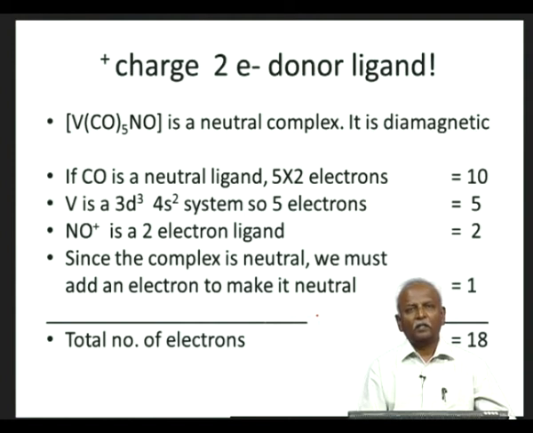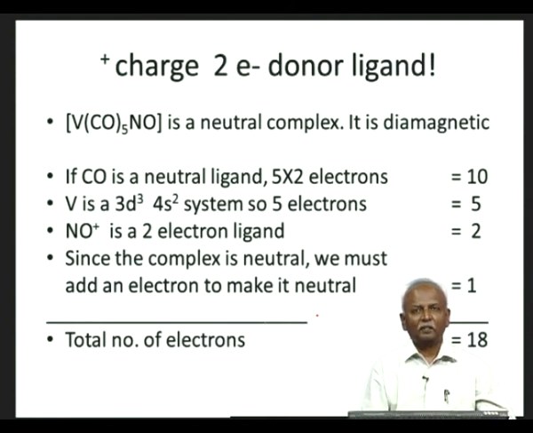So, let us look at a few complexes of NO plus, and this will help us to understand what is going to happen in these cases when we have NO plus bonded to the metal atom. A very interesting complex is formed by the VCO5 complex with NO. This is a neutral complex, and it turns out to be a diamagnetic system as well.